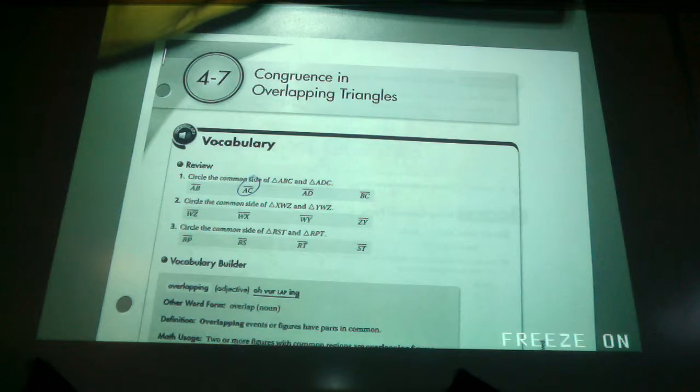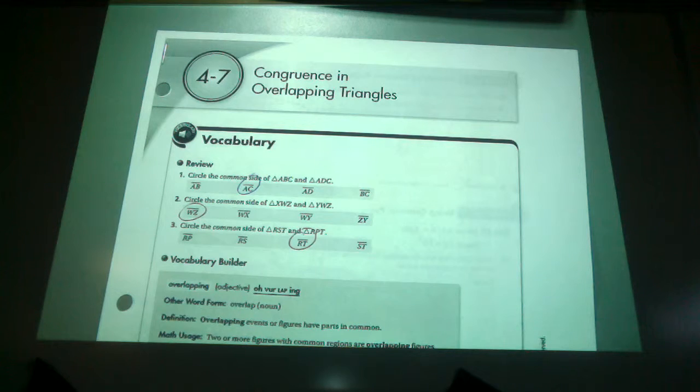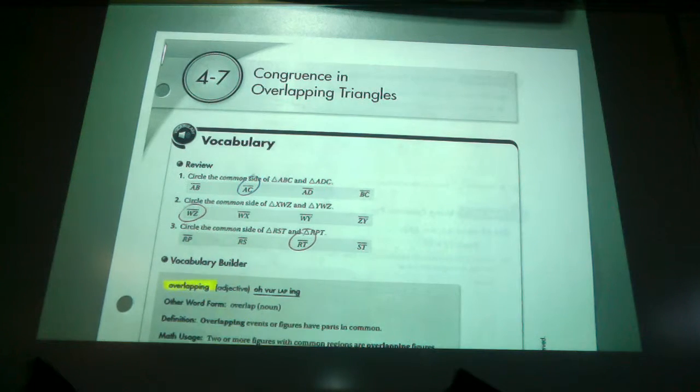So what did you get for number 2? WZ, and for number 3, RT. So you can do some of those things with a picture. And then our word for the day is overlapping. I'm sure you don't know what that means.